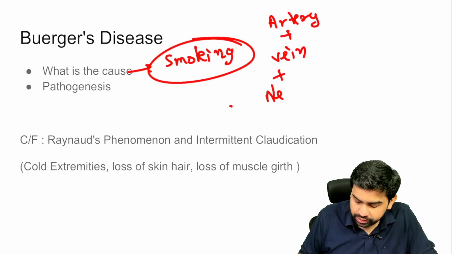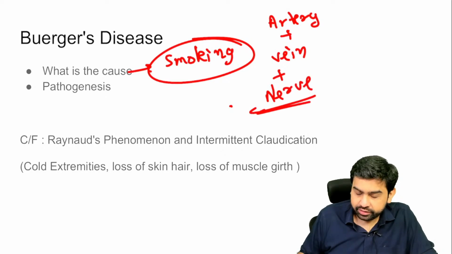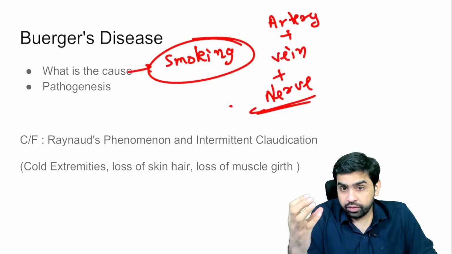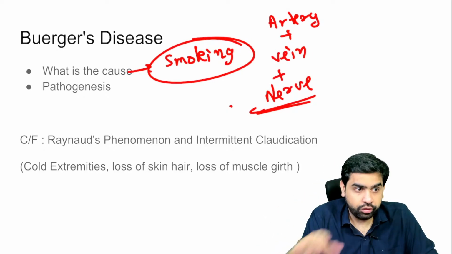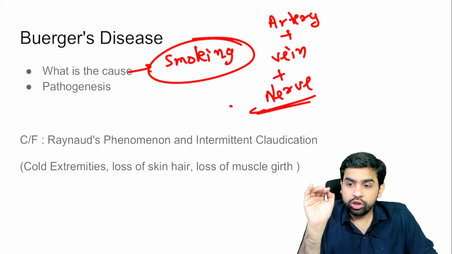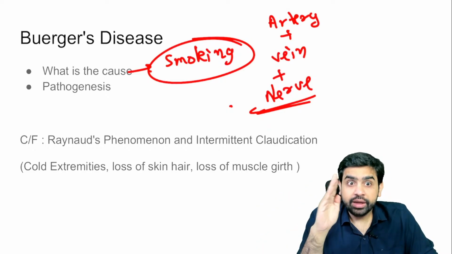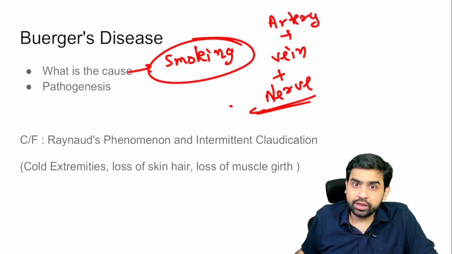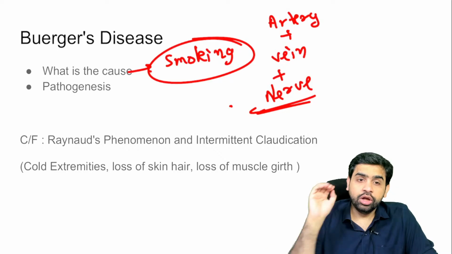So what happens is that there is an angiitis, an inflammation of the arteries, and whenever there is an inflammation of the arteries, what is going to happen? The nerves and the veins that are surrounding it are also going to get involved because of this. Are you understanding my point? Please try to understand this point. In Buerger's disease, you get involvement of the arteries plus the veins plus the nerves. All these three things are involved in Buerger's disease.